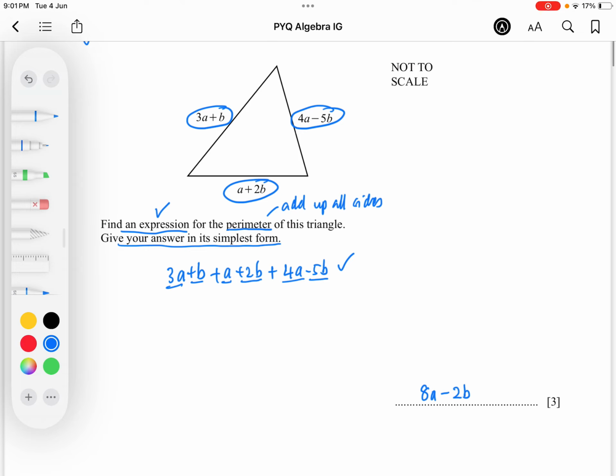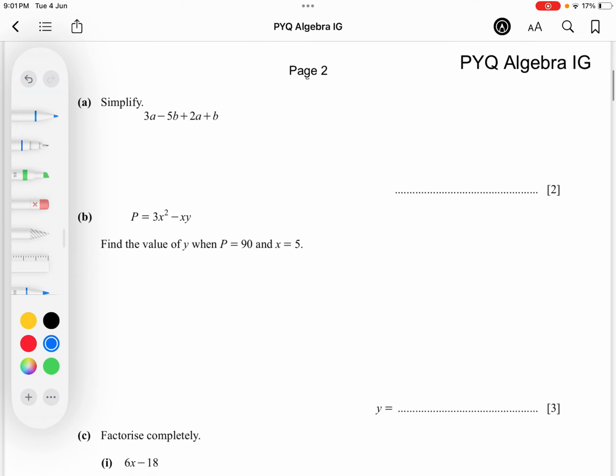Okay, simple as that. Now the next one, simplify. So same as before, the a terms and the b terms simplify. 3a plus 2a, so that's 5a, minus 5b plus b. You may use your calculator on this one and calculate minus 5 plus 1. Okay, and you should get minus 4, and don't forget the b, because the like terms are the b terms.